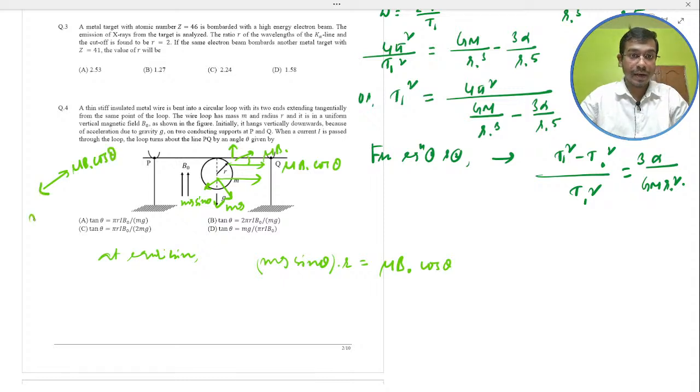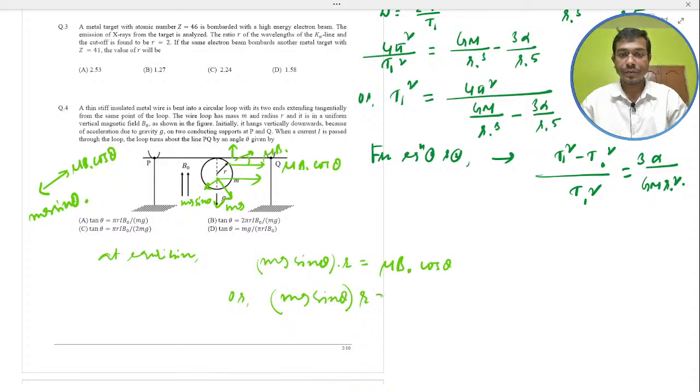Mu b naught cos theta and the mg sin theta at equilibrium. So mg sin theta into r is equal to mu I by r square, b naught cos theta as it is, or you would get the value of tan theta. This is pi r I b naught divided by mg.